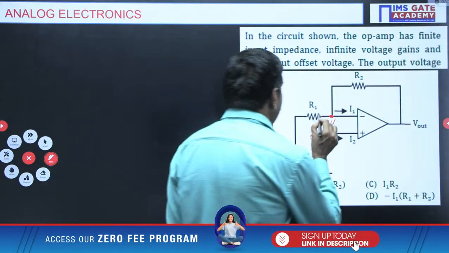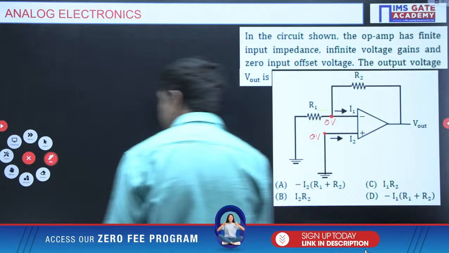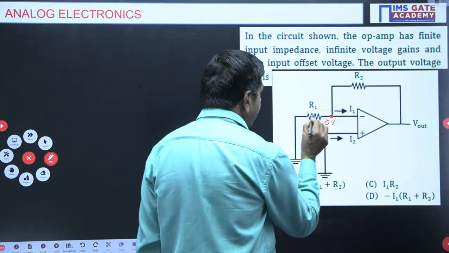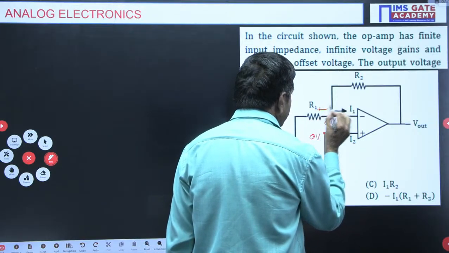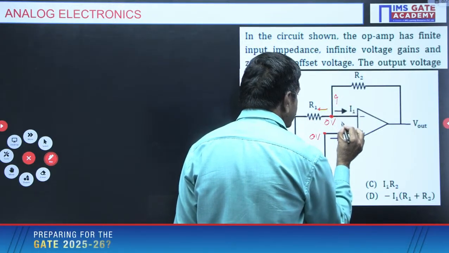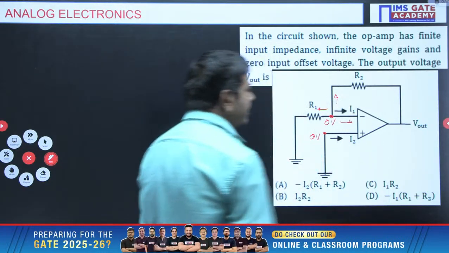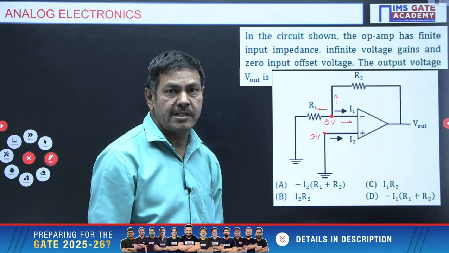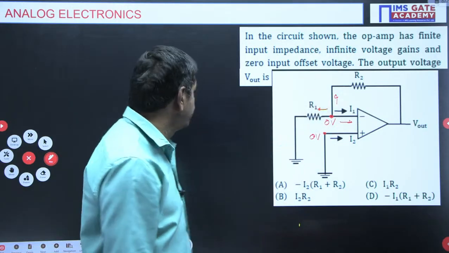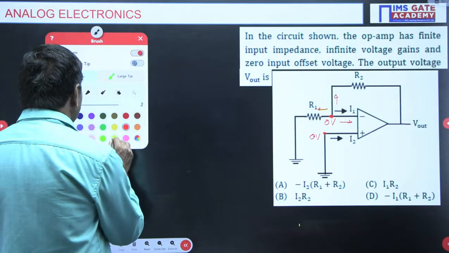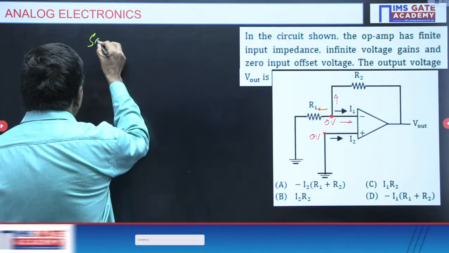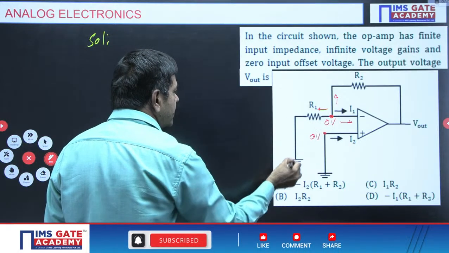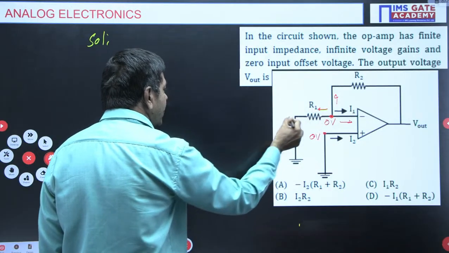I want to apply nodal analysis. According to nodal analysis, this current plus this current plus this current, leaving the node, equals 0. We should consider this current also, because the finite input impedance is there now, so some current will divert that side. If I apply the nodal analysis, this current is 0 anyhow: 0 minus 0 by R1, 0 value.